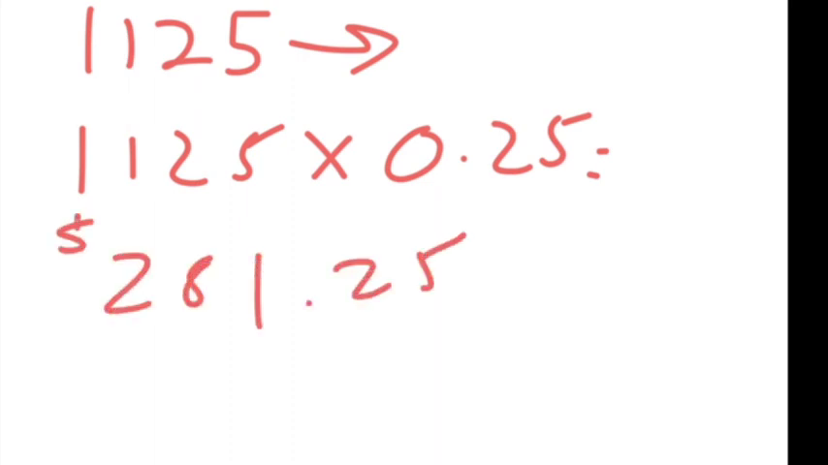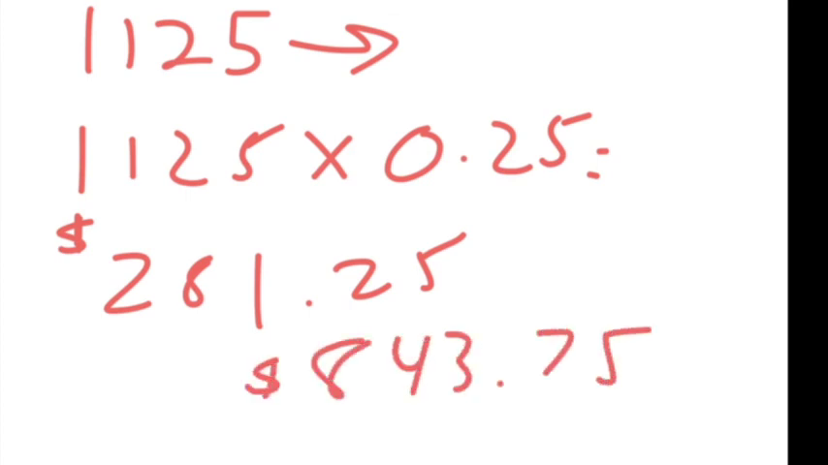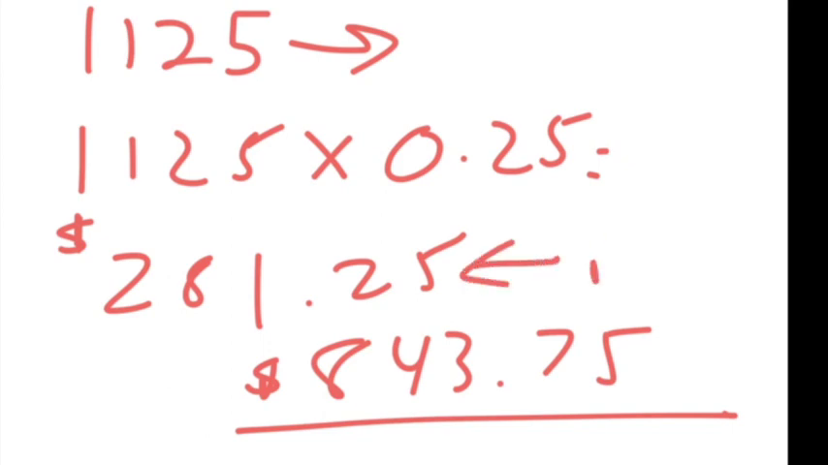Now, how much is left? So there's two ways to really do this. What we could do is just subtract 281.25 from 1125, or you could take 1125 and multiply it by 75 because that's the rest that he has for the month. So I'm just going to go ahead and take 281.25 and subtract that from the 1125 that he had previously. So he has $843.75 left each month. So that's what's left. That's what he spends on robes.